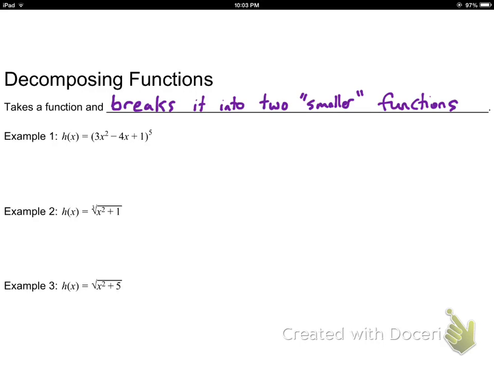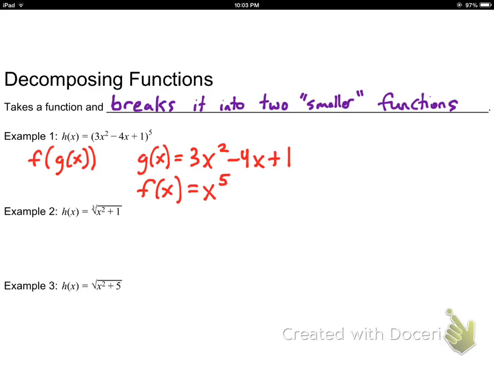So, for example, this first function, h of x, we're going to change it into f of g of x. Alright? If we say g of x is equal to 3x squared minus 4x plus 1, that can be put on the inside, and you see the outside function is just something to the 5th power. So if you plug those in, like we did before, you can check your work, and you should get 3x squared minus 4x plus 1, all of that to the 5th power. Try breaking down the next one on your own, and pause the video, and once you get it, then you can unpause the video.